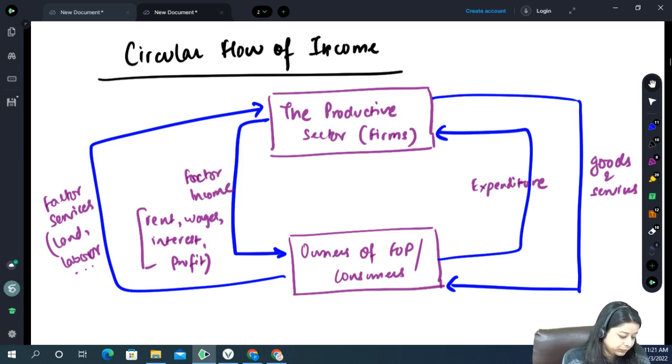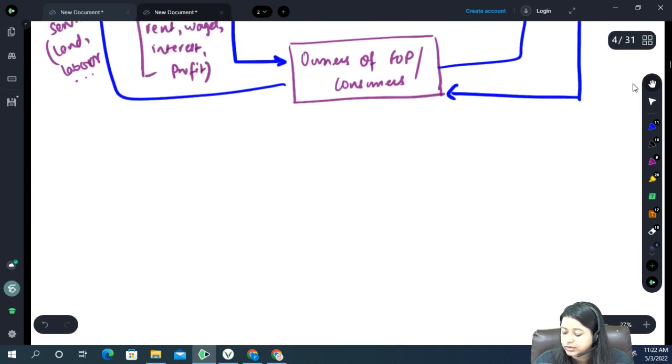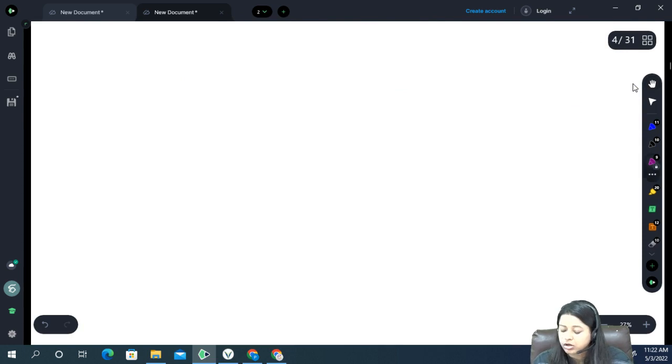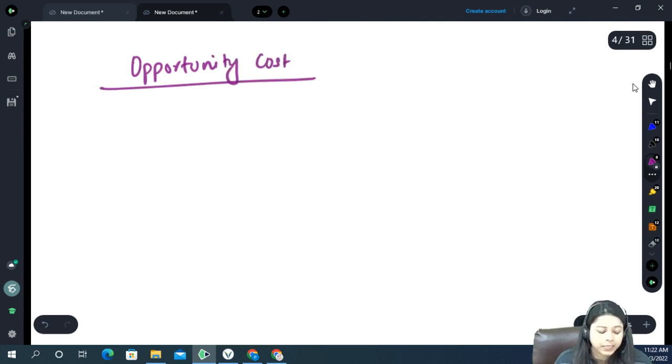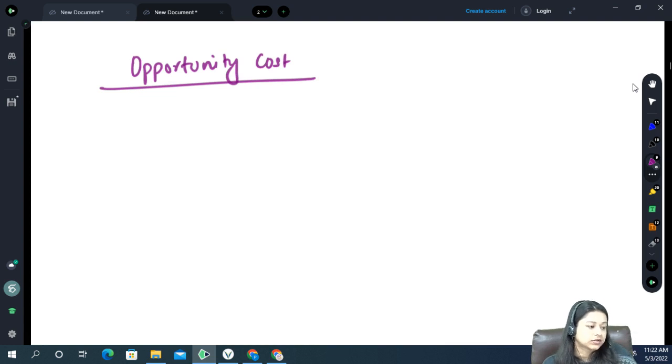opportunity cost. What is it? Let us cover opportunity cost. Very important, something which we will be learning and using. So what is opportunity cost?